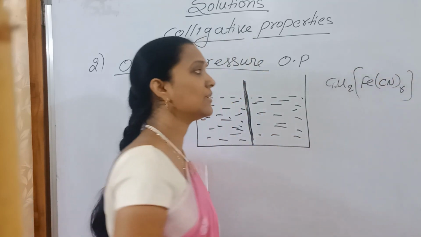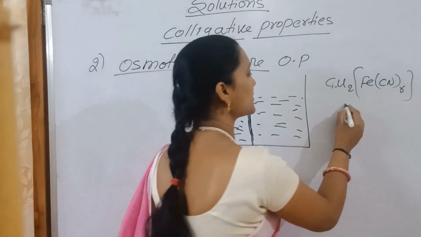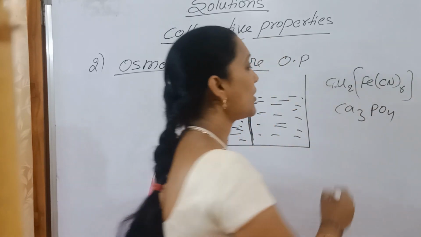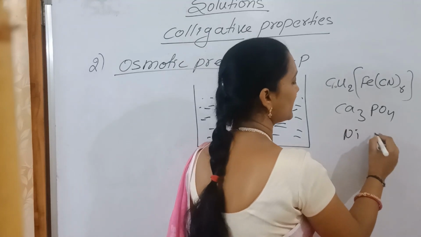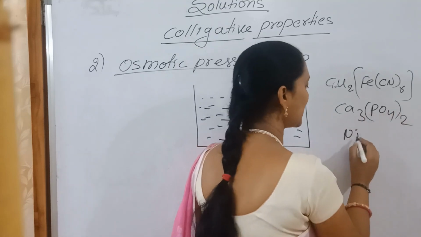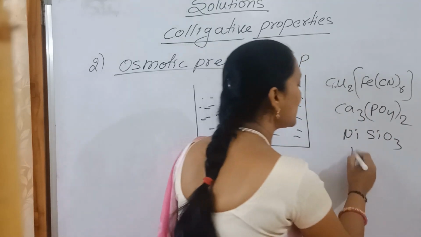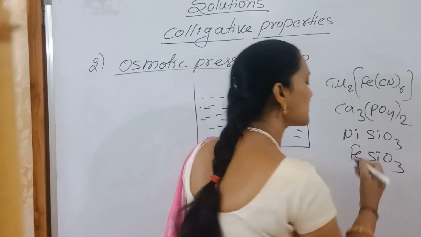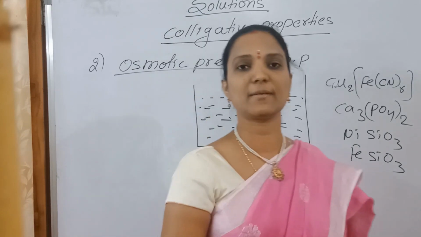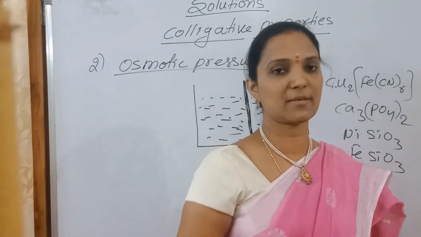Copper ferrocyanide is an artificial semi-permeable membrane. Otherwise, we can use Ca3(PO4)2, calcium phosphate, which is also a semi-permeable membrane. Or NiSiO3, calcium nickel silicate, or FeSiO3. These also act as semi-permeable membranes. Like this, these are artificial semi-permeable membranes. So there are natural semi-permeable membranes and artificial semi-permeable membranes.